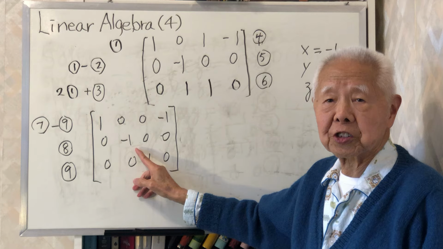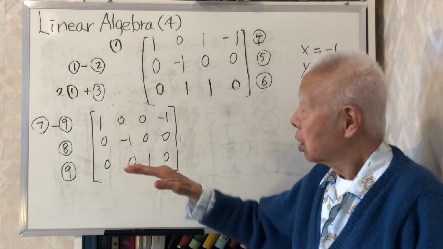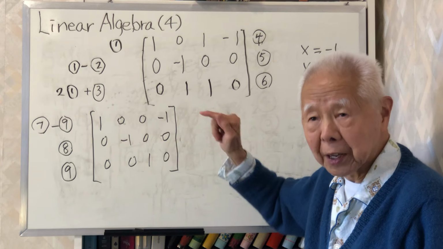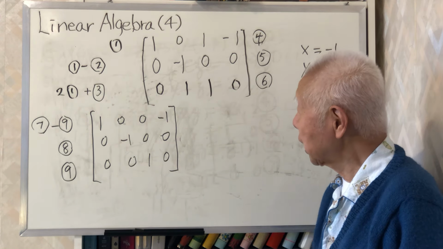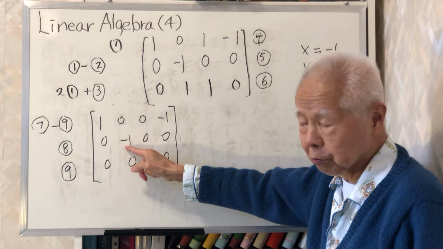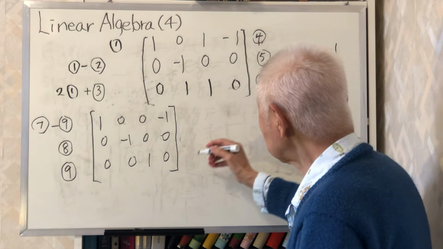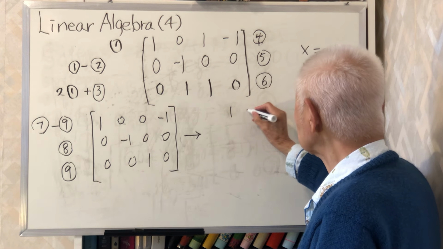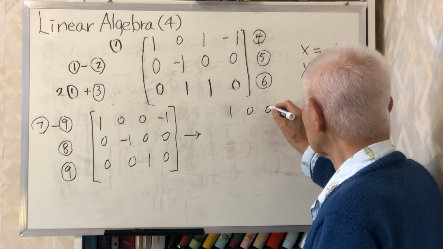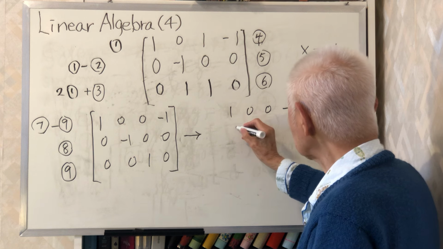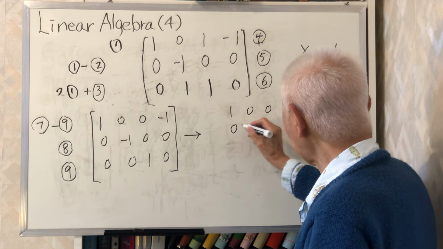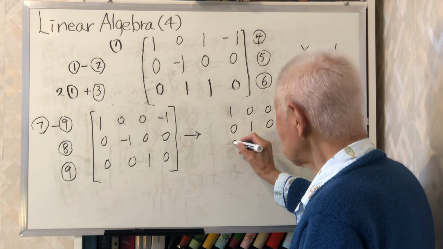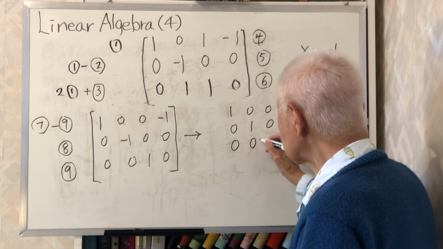I don't like this negative 1. So I multiply this row by negative 1, and then it becomes positive 1. Okay. So now it becomes 1, 0, 0, negative 1. Multiply the second row by negative 1. Keep the last row.